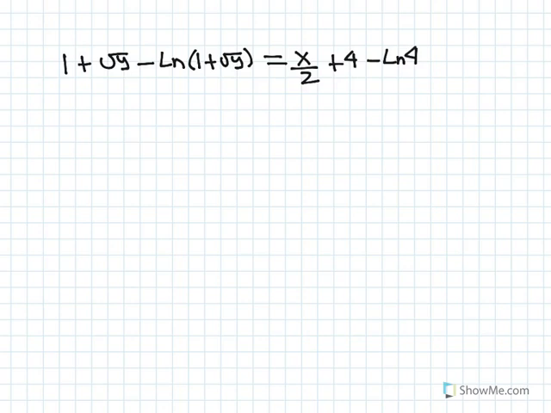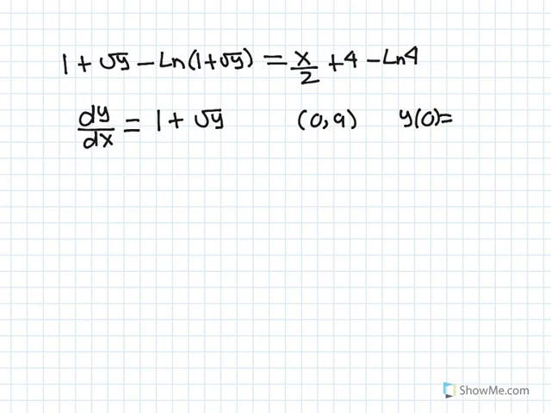This is the implicit solution for the differential equation that was given in the question, dy/dx equal to 1 plus root y. And we also know that the curve goes through the point (0, 9), which of course means y of 0 equals 9, because this is the x value, x is 0, and this is the y value, y equals 9. All right, thanks.